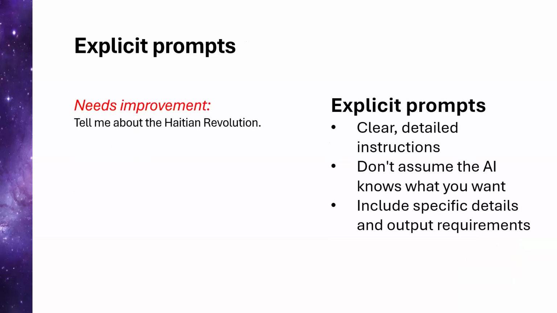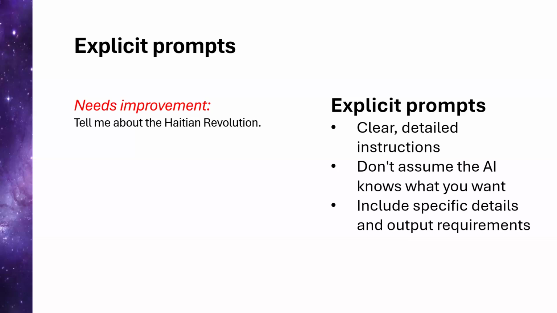So a prompt that can need some improvement is, tell me about the Haitian Revolution. Now, while this prompt is certainly short, so it satisfies the C in CLEAR, which again is concise, this prompt is also pretty broad and open-ended. It doesn't really tell the AI much about what we specifically want to learn. We also haven't told the AI how much information we want. So the response we get back may be just one sentence, or it could be a whole essay.